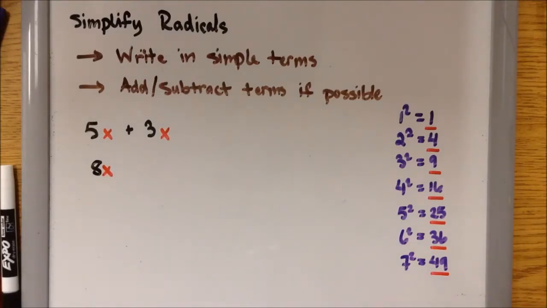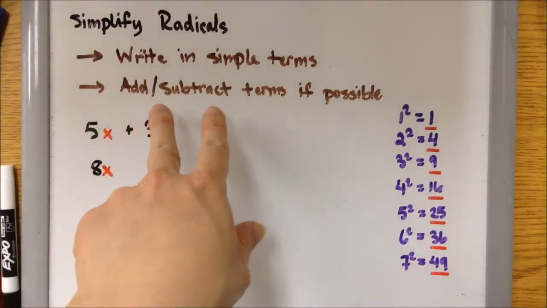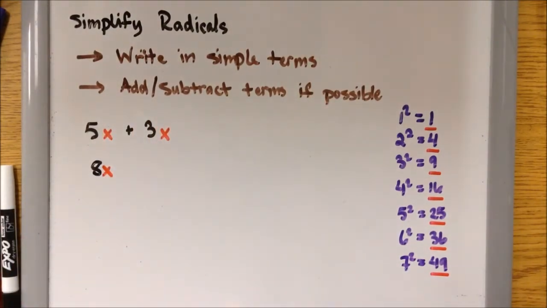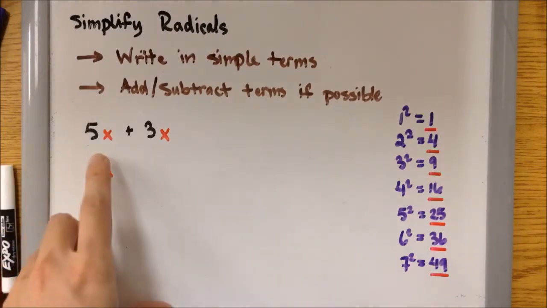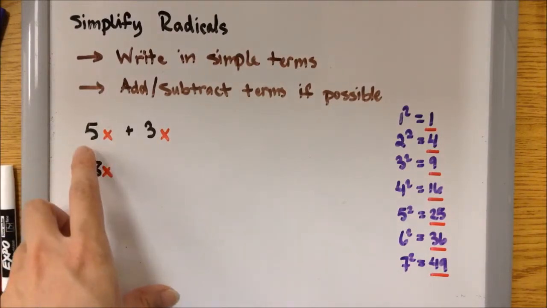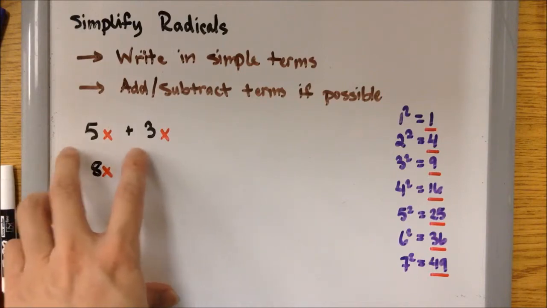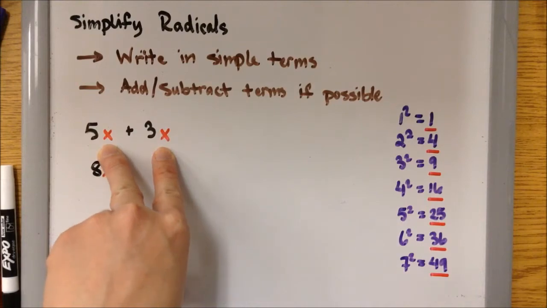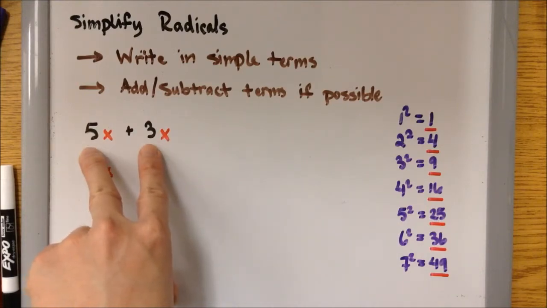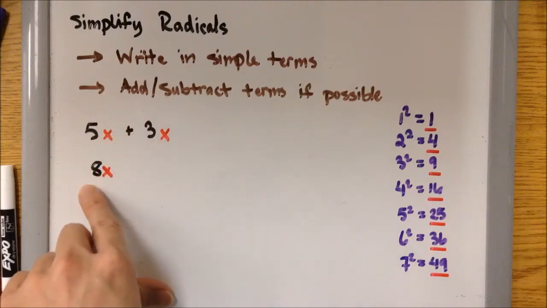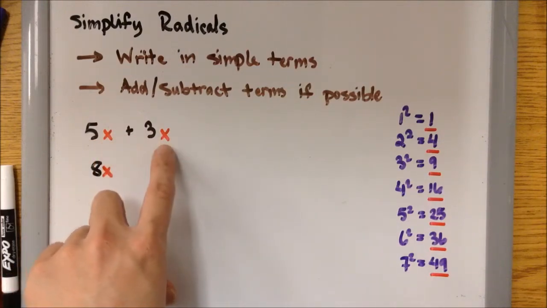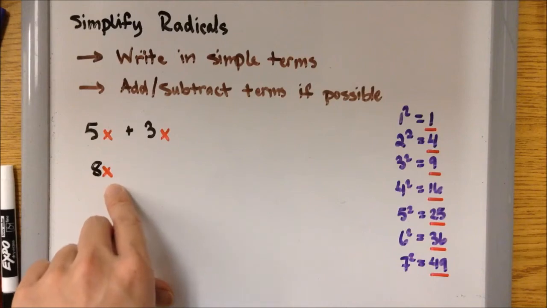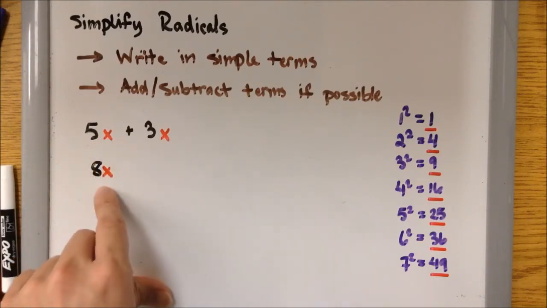Another part of simplifying radicals is we have to be careful when we're adding and subtracting terms if possible. What I mean by that is combining like terms. So let's review from Algebra 1. Combining like terms means if you have something like 5x plus 3x, we can combine these two because they both have x. If they both have like terms, we can combine the numbers. So in this case, 5 plus 3 is 8. But remember, when we do 5x plus 3x, we have to keep the like terms. So 5x plus 3x is 8x.